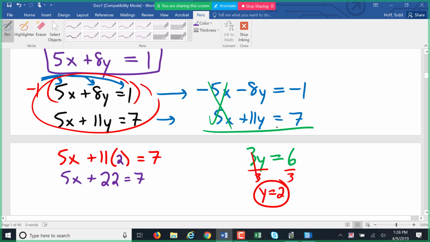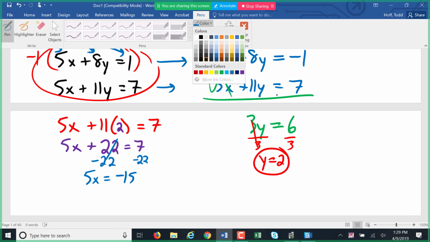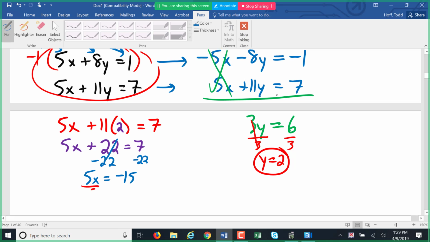Now we solve that equation. Subtract 22. 5x equals negative 15. And then divide by 5. X equals negative 3.